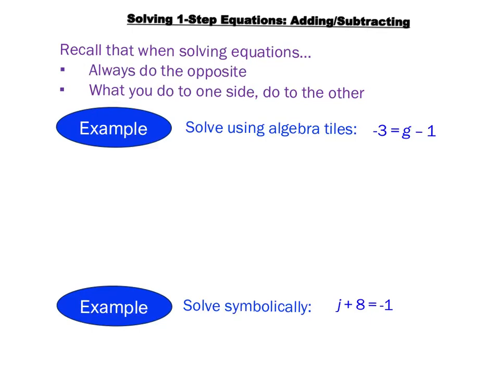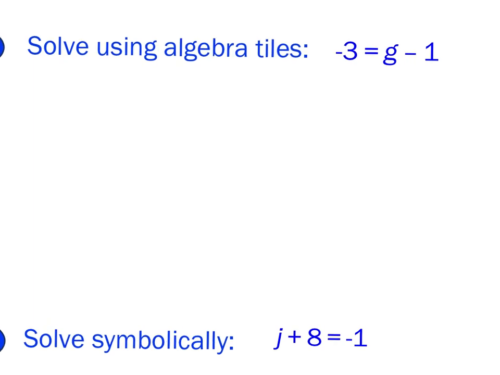All right, in today's lesson, we are going to solve one-step equations some more, just to get some additional practice. When we do this, whether it's with tiles or it's symbolic, remember our two golden rules. You always do the opposite, and what you do to one side, you gotta do the other. So let's start with the tiles, okay?